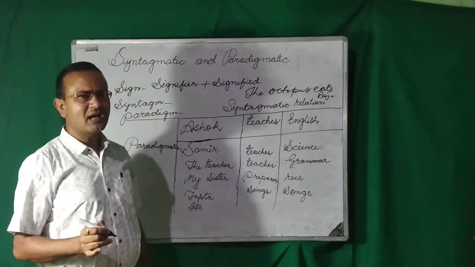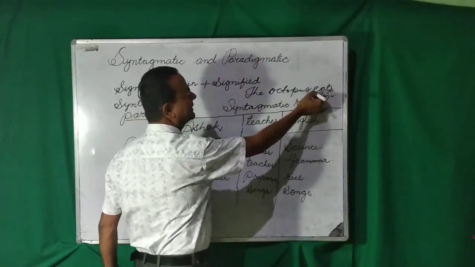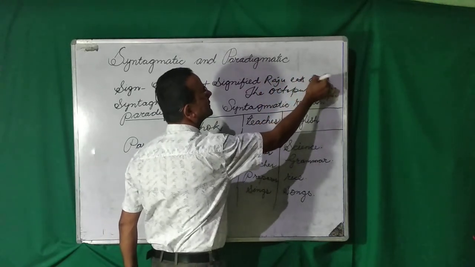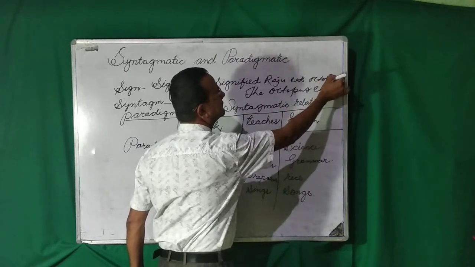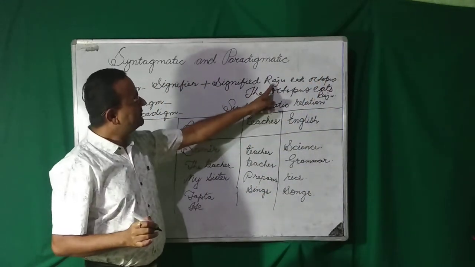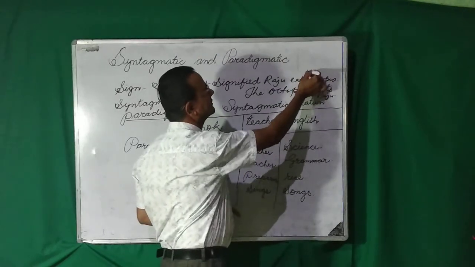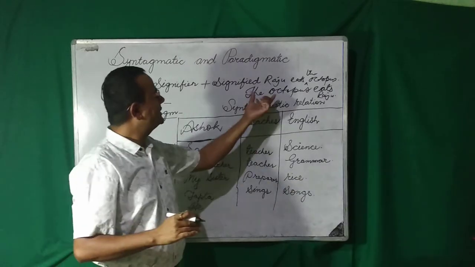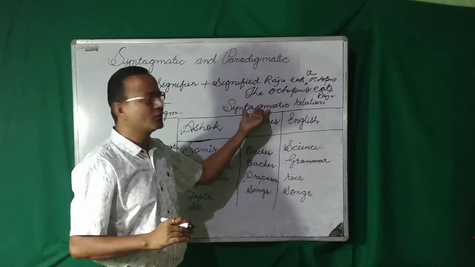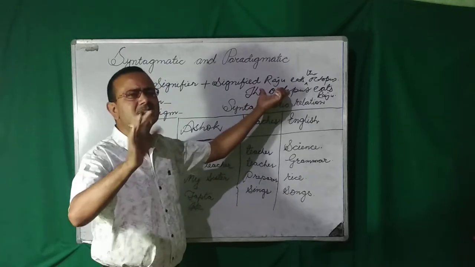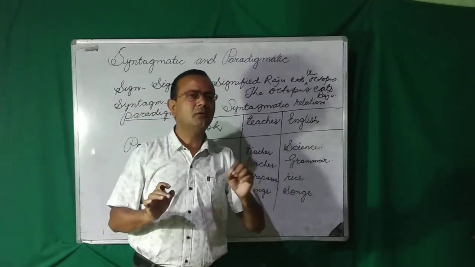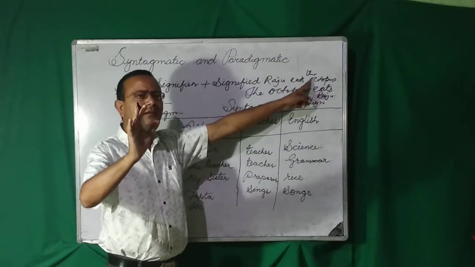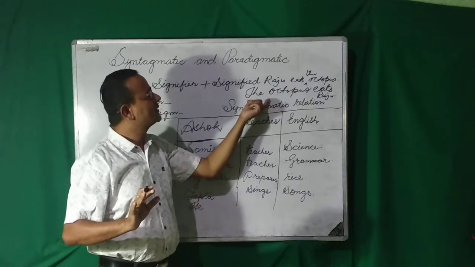The octopus eats Raju, and the same words like Raju eats octopus. All right. The same words put differently give different meaning. So this is about syntagmatic relationship. Syntagmatic relationship also changes the meaning of a sentence. So Raju eats the octopus is very different. It gives a different meaning than the octopus eats Raju.